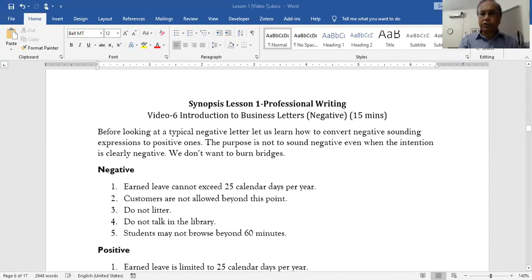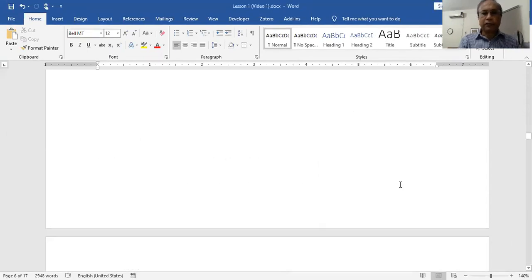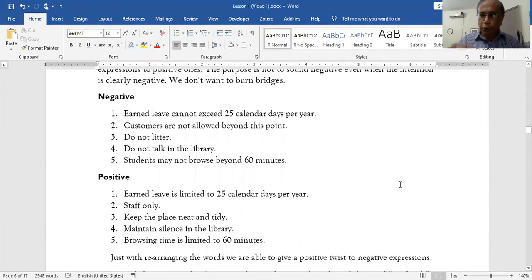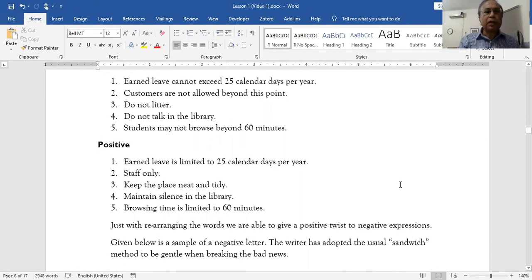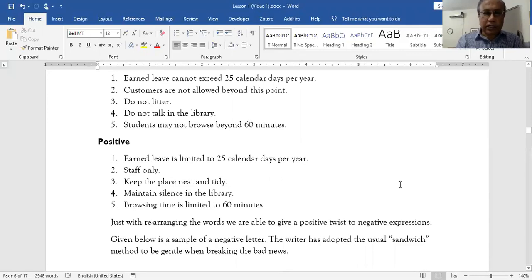All right, so the screen in front of us gives us some examples of how to couch or draft negative sounding expressions into positive sounding sentences. Sentence 1, all the sentences are negative sounding. Earned leave cannot exceed 25 calendar days per year. And the positive twist is, earned leave is limited to 25 calendar days per year.